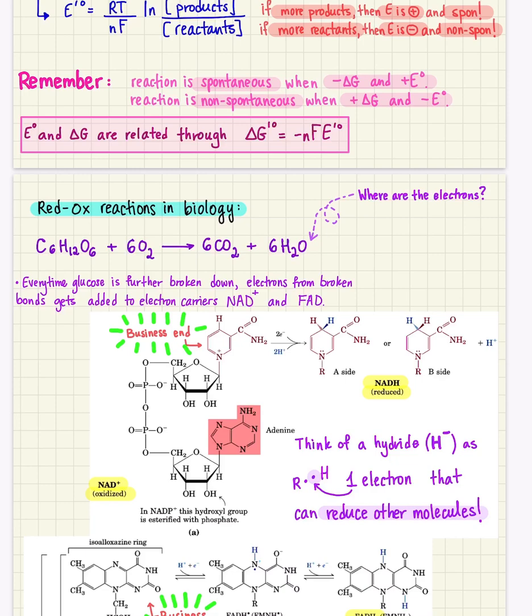And now you may ask, well, how are delta G and E related to one another? And they are related through this equation. This also makes sense because if your E is positive, then this equation tells us that your delta G will be negative because of this negative sign. So this makes sense how a positive E yields a negative delta G, yielding a spontaneous reaction.